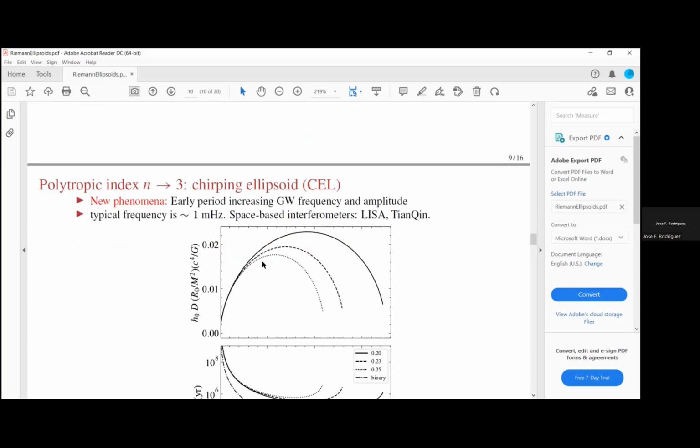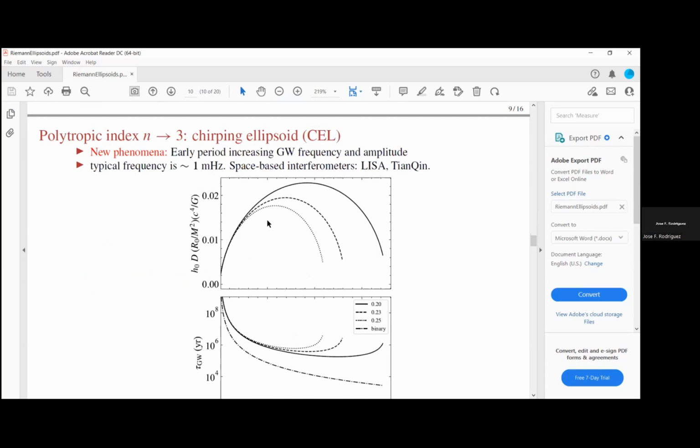In this scenario, the polytropic index is close to 3, the highly relativistic regime. And it's important that here we can see there is a new phenomenon: there is an early period of increasing gravitational wave frequency and amplitude.